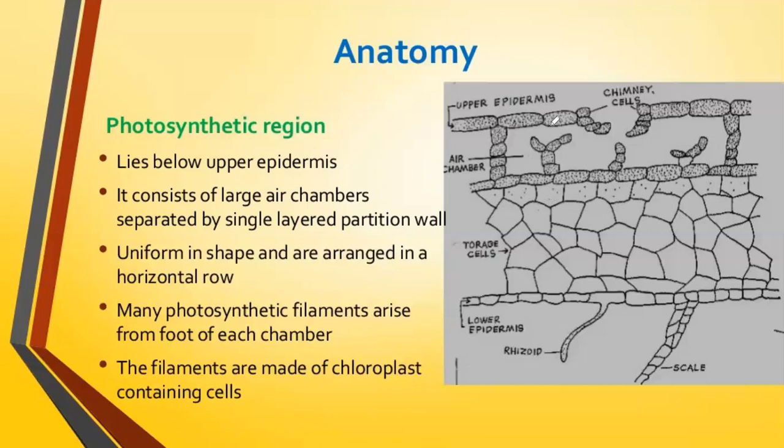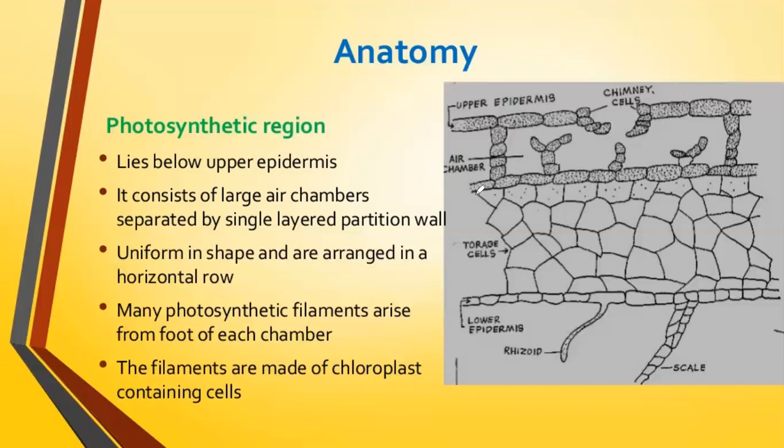So this photosynthetic region helps in the production of food, okay, as a result of photosynthesis. And they have a lot of chloroplast in the cells, so it is called chlorenchyma. So the photosynthetic region is made up of chlorenchyma cells, which undergo photosynthesis and produce the food. So the second layer is also clear.